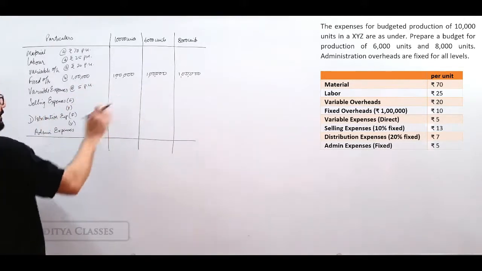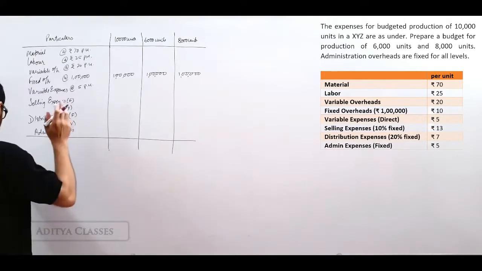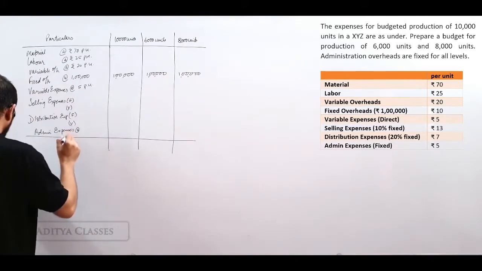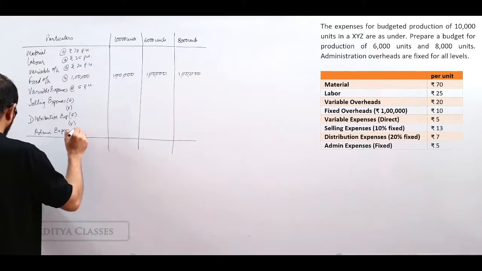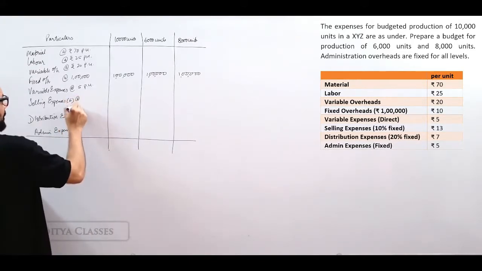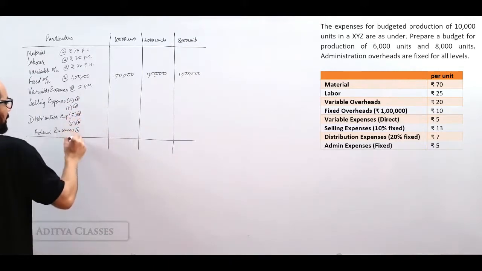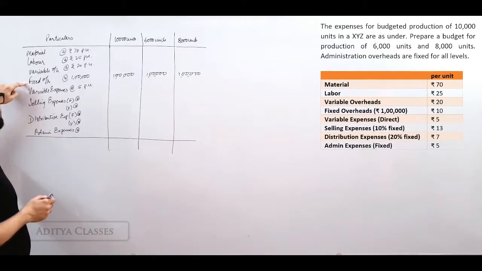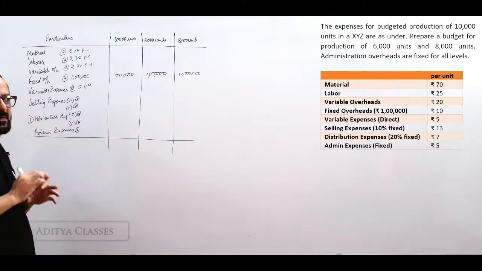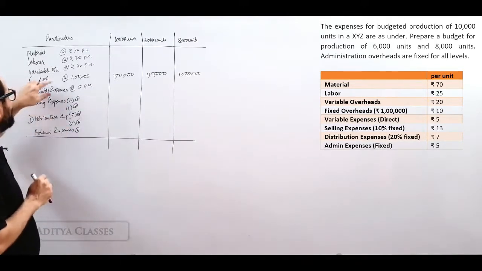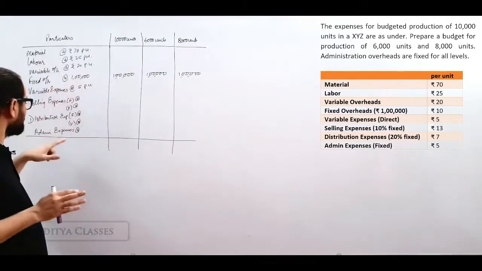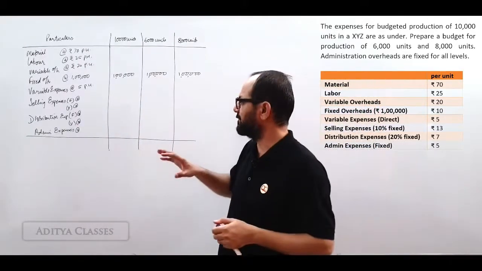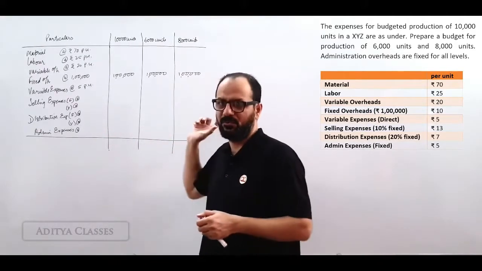Selling expenses we need to split, we'll see. Distribution expenses again are semi-variable, 20% fixed, so we'll need to split them. And admin expenses are fixed at rupee 5, so we'll need to convert this also. Now if we have a look at these expenses, fixed overhead and admin expenses, these both expenses are completely fixed, as you can see in the question also. Fixed overheads, directly an amount is given as 1 lakh. In admin expenses, the amount is given as 5 rupees per unit. So I need to convert that 5 rupees into some amount that will remain fixed over the length.